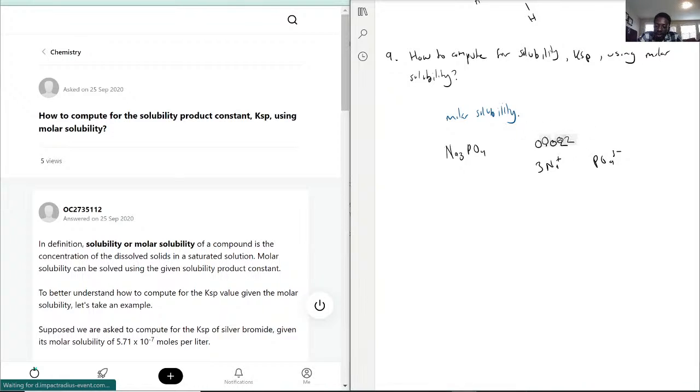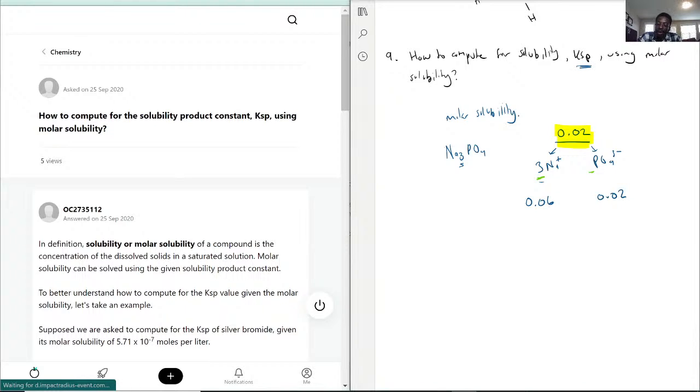Now this is the part that's important and tricky: we don't just use this value. We base that value on the coefficient, okay? Because what we're really saying is that for every Na3PO4, this is the amount that dissolves in water. But that means for every amount dissolved, it is going to produce 3 times that amount of Na+ ions, because that's the coefficient here, right? So really we'd have 0.06 here, and the PO4 has a coefficient of 1, so it's still 0.02.